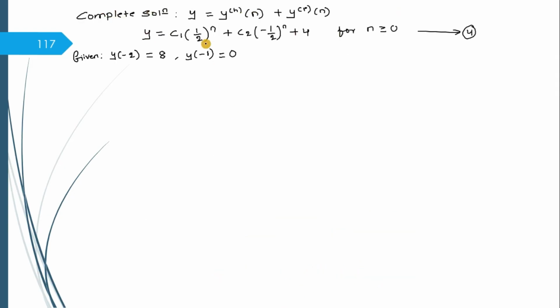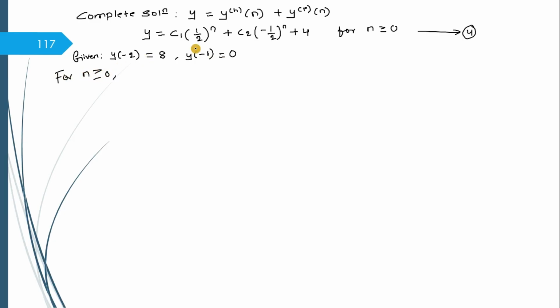Now the complete solution is the addition of these two things: the homogeneous solution and the particular solution, for n greater than or equal to 0, because there is a u of n. Given are the initial conditions, y of minus 2 is equal to 8 and y of minus 1 is equal to 0. So you need to substitute here. The substitution should be done carefully, because we need to do it only for n greater than or equal to 0.